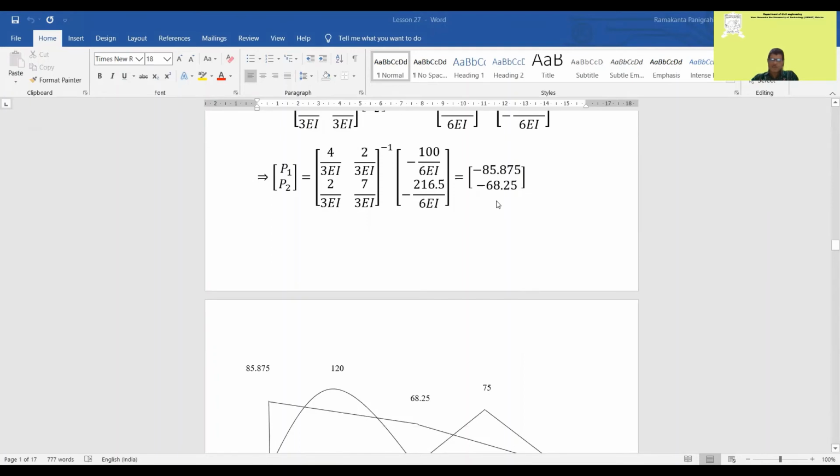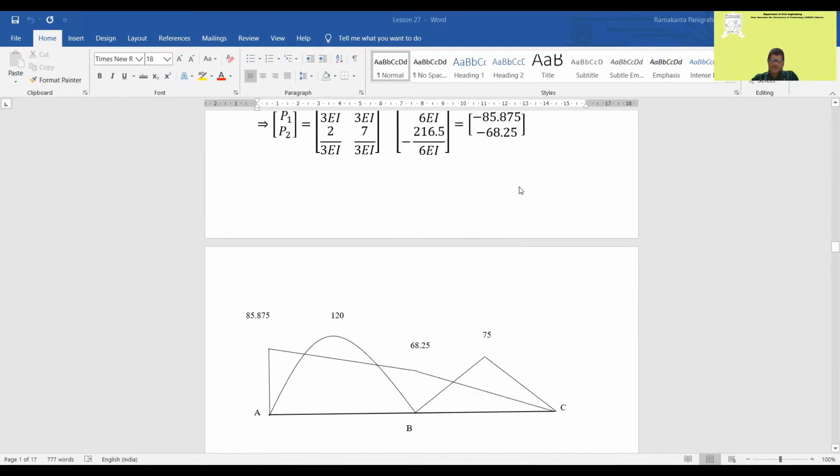So now you find the moments: 85.875 at A and minus 68.25 at B. Minus means here it will be anti-clockwise, and here it will be opposite to that. What we had taken as clockwise has to be anti-clockwise, so all will be negative. So draw this line 68.5 and 0. Now to draw the bending moment diagram, we don't need to find any reactions. Now superimpose the simply supported moment diagram that we have already obtained.